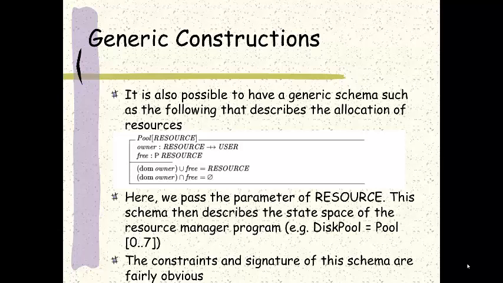And so basically we can pass the parameter of resource. So we describe the state space of a resource manager program, for example, disk pools. And the constraints and signature of the schema are pretty obvious.